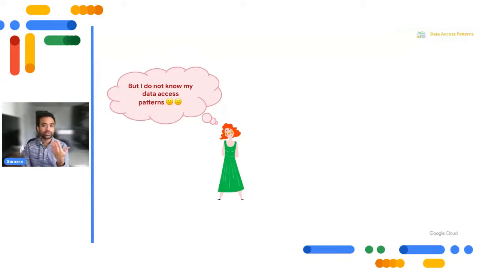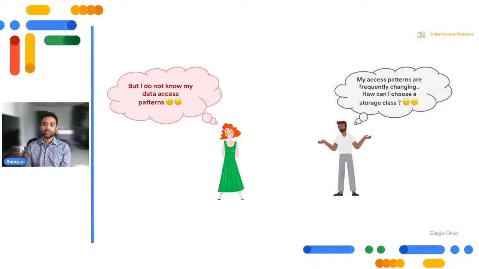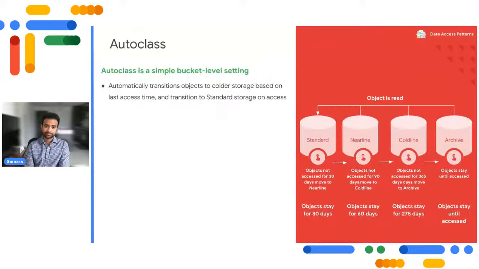And what if you don't know how frequently your data will be accessed? Or what if your data access patterns are frequently changing? In that case, how can you choose an appropriate storage class when the access patterns are not constant and they're dynamically changing all the time? So this is where you can leverage the Autoclass capability.